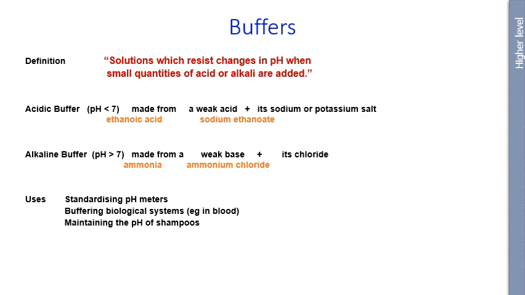So an acidic buffer has a pH less than 7. It's made from a weak acid and its sodium or potassium salt, for example, ethanoic acid and sodium ethanoate. And an alkaline buffer, of course, is going to be greater than 7, and it's made from a weak base and its chloride, for example, ammonia and ammonium chloride. They're used essentially in biology mostly to prepare buffering biological systems, for example, in the blood. There is a buffer system working in your blood to maintain its pH around about 7, and also maintaining pH of shampoos, for example, or standardizing pH meters.